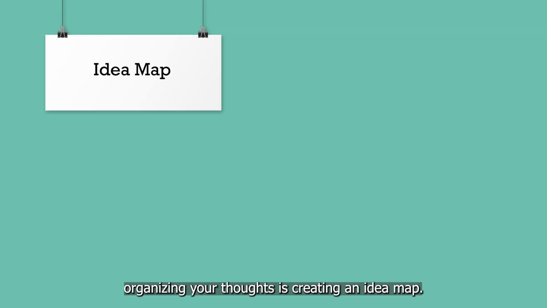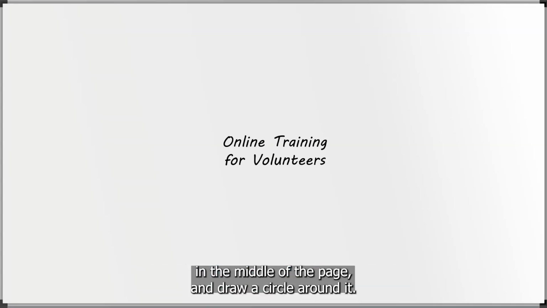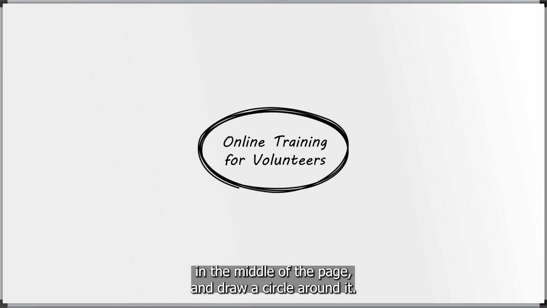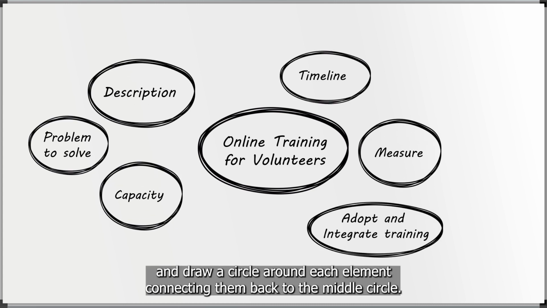One helpful tool for organizing your thoughts is creating an idea map. An idea map is a visual representation of your brainstorming session. Start by writing the name of your project or program in the middle of the page and draw a circle around it. Then, write each element of the grant around the middle circle and draw a circle around each element, connecting them back to the middle circle.